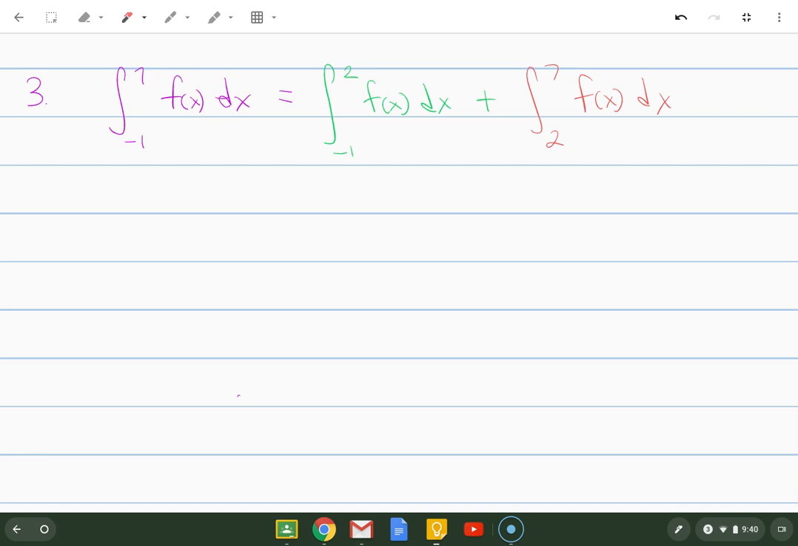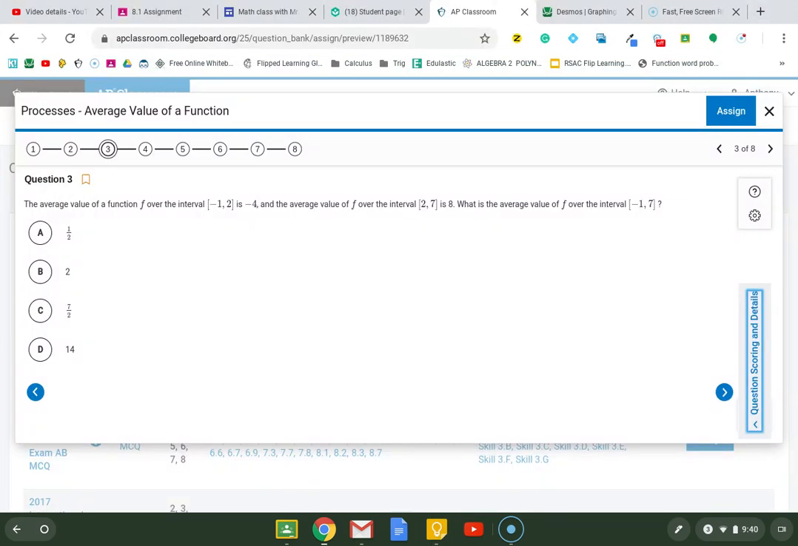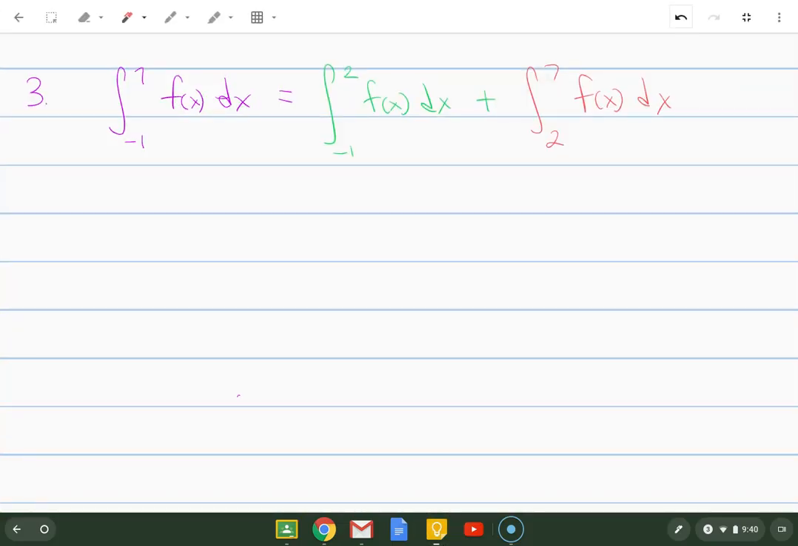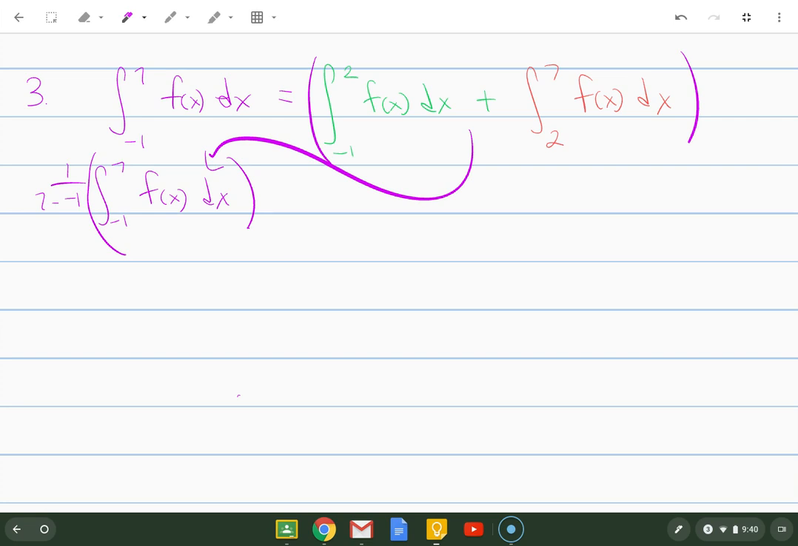And so how is that related to what we're doing? Well, if we're trying to find the average value on the interval from -1 to 7, then average value is going to be 1 over 7 minus -1, the integral from -1 to 7 of f of x dx. Okay, so I want to plug in that thing. I want to rewrite this as all of this stuff, so I want all of that to go right there. So what I need to do is solve for those two things, okay?